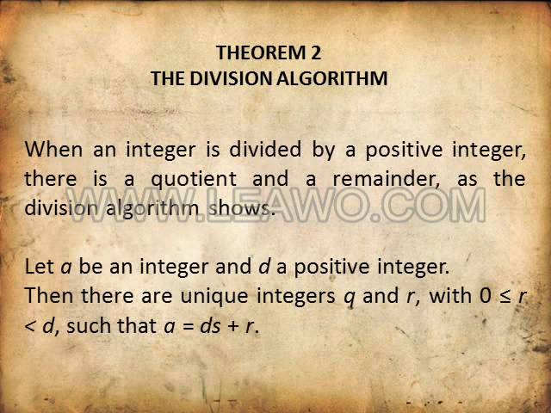Theorem 2. The division algorithm. When an integer is divided by a positive integer, there is a quotient and a remainder, as the division algorithm shows. Let a be an integer and d a positive integer. Then, there are unique integers q and r with 0 less than or equal to r less than d such that a is equal to dq plus r.